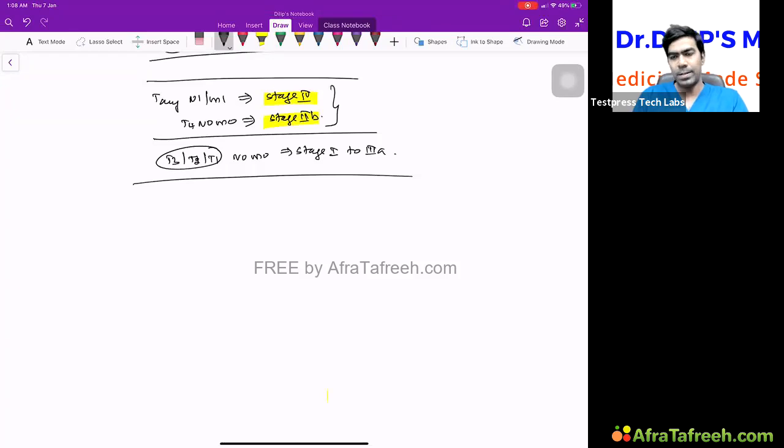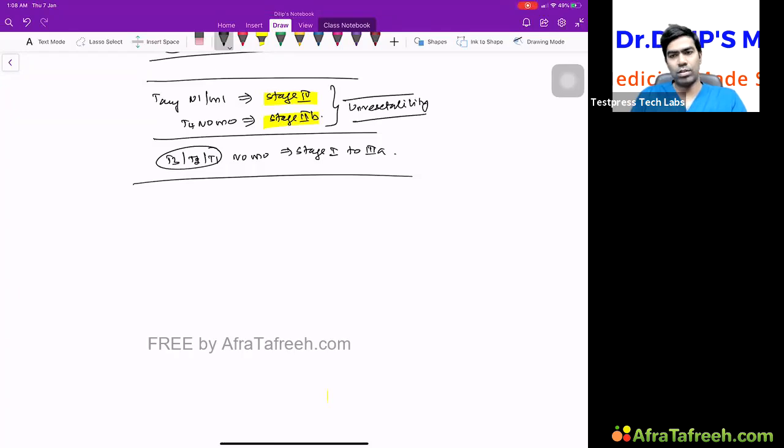Please understand, this is the definition of unresectability, which means you cannot resect these tumors. Not possible. So these are resectable. That's why this is important. So please understand 3B and 4 are very, very important.